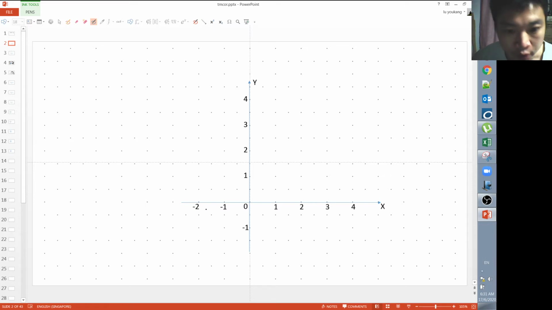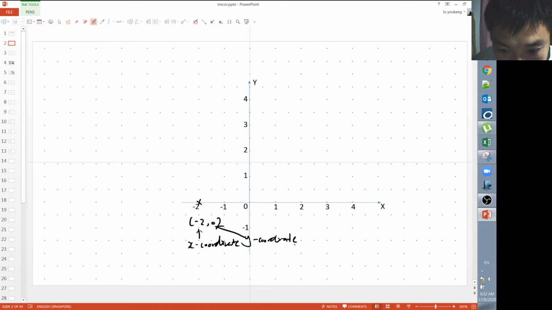Alright, so let me plot 2 points. Let me choose this. This is my -2 and 0. So remember, this is your x coordinate, while this will be your y coordinate. By the way, you should know by now that I am just emphasizing this pair of values here.